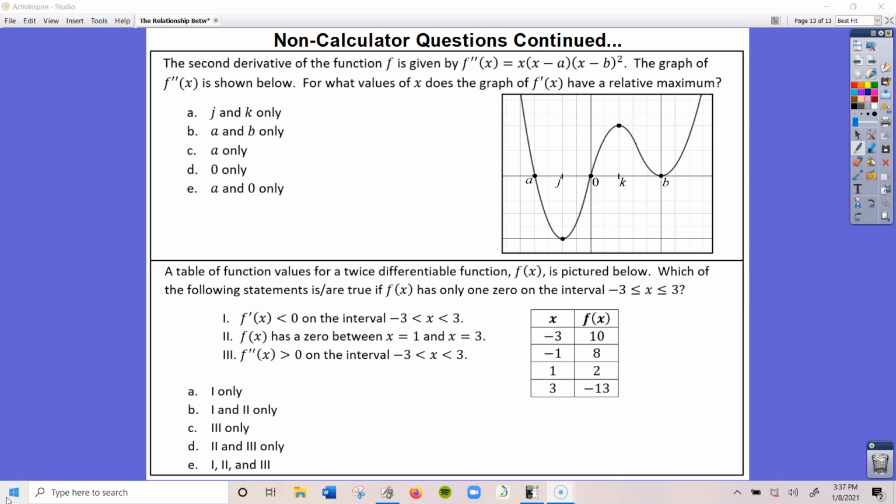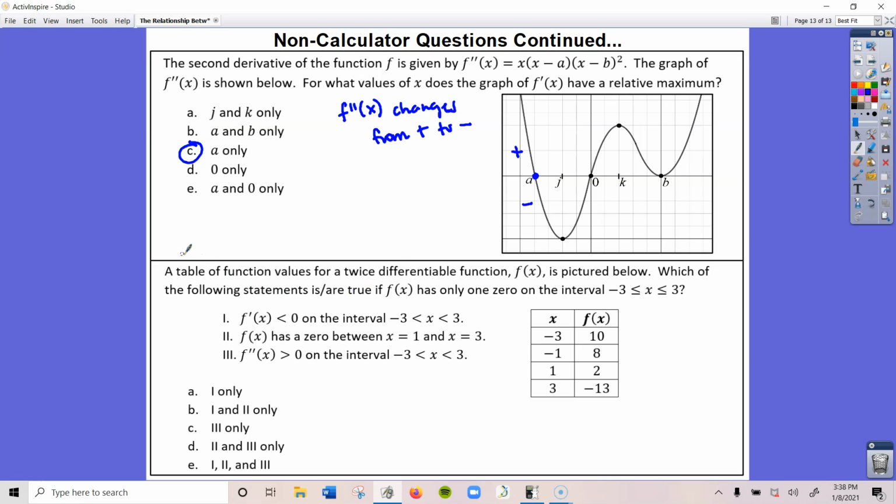So we have to keep in mind that the relationship between f prime and f double prime is the same as f to f prime. So f prime will have a relative maximum when f double prime of x changes from positive to negative. So we're going to look here at this graph, and when does it change from positive to negative? And we can see here it occurs at A, and that's it. So at A only.